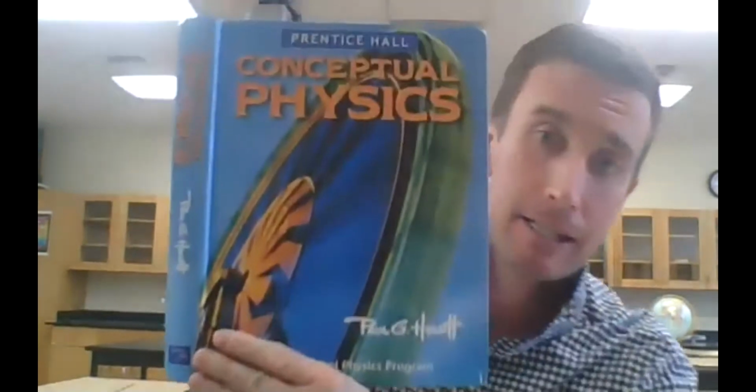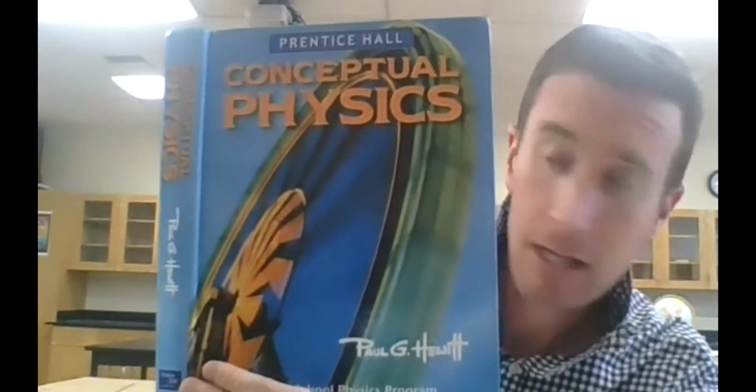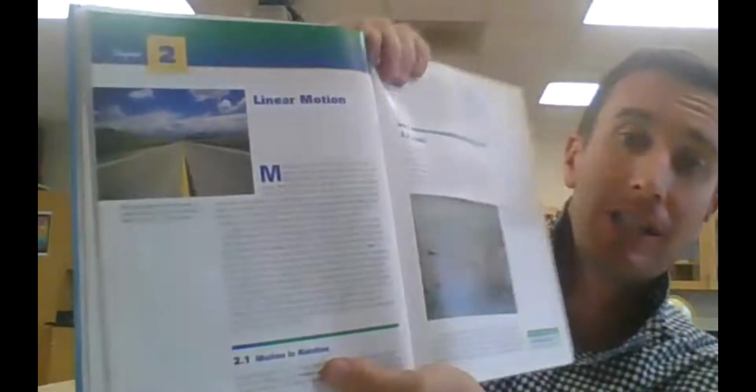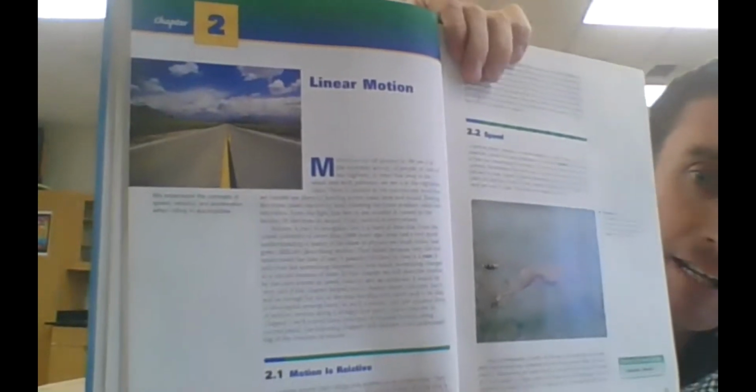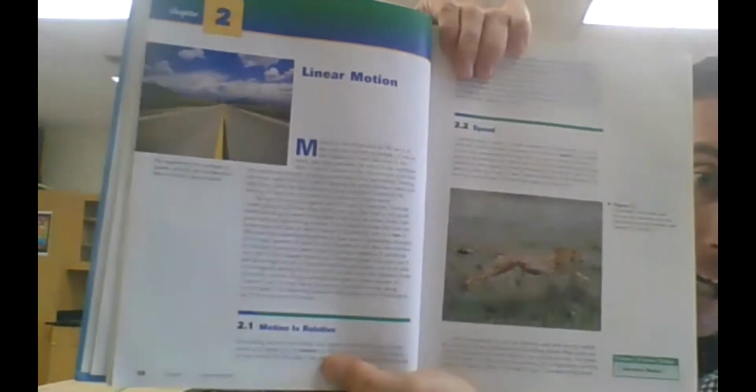Good afternoon. So today we are going to be talking about linear and projectile motion. In your science textbook, you're going to open up to page 10, and page 10 is the start of chapter 2, linear motion. So we're going to do a little page walk. I'm going to talk through the important stuff. You're going to jot down some notes, and then we'll be in great shape.